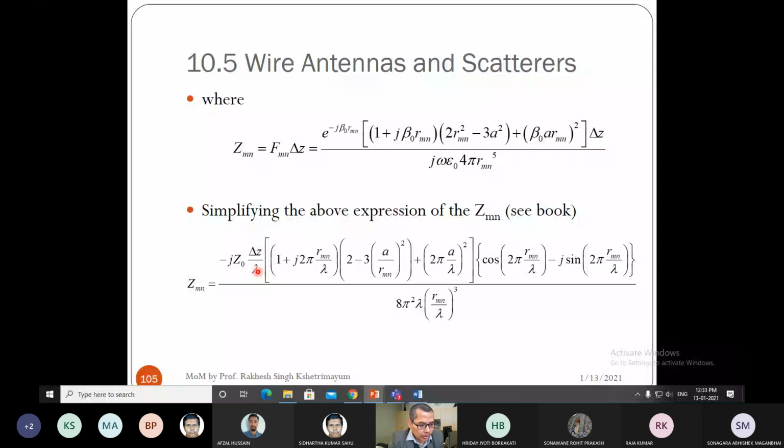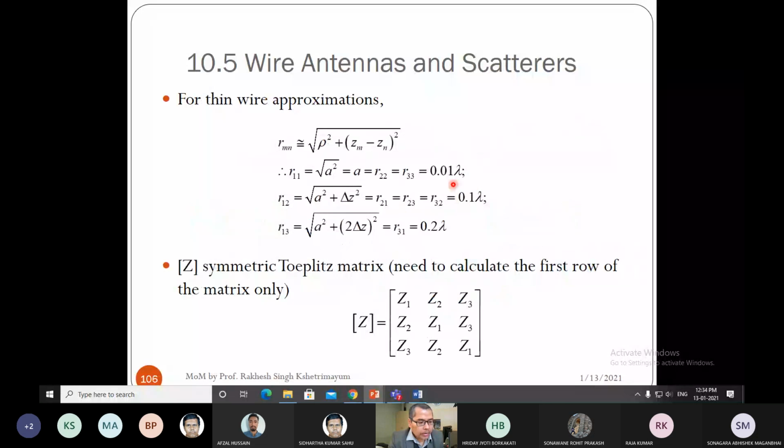And I also have a, which was given. A was the radius of the cylinder, which was 0.01 lambda, 1 by 100 of lambda. So the only unknown parameter I need to calculate here is Rmn. Once I have Rmn, I can find out Zmn. There is no integration. We have taken care of the integration by applying the thin wire approximation. So Zmn has a simple expression like this. Here, the only calculation I need to do is Rmn, R11, R12, R13, and so on. So let's do that calculation.